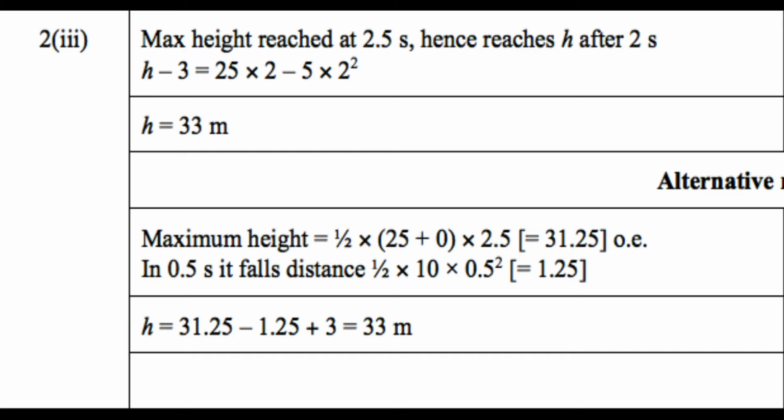Or we can use the alternative solution. Maximum height equals a half times 25 plus 0 times 2.5. This is equal to 31.25. In 0.5 seconds, its fall distance is a half of 10 times 0.5 squared, so equals 1.25. So 31.25 minus 1.25 plus 3 equals 33 meters also.